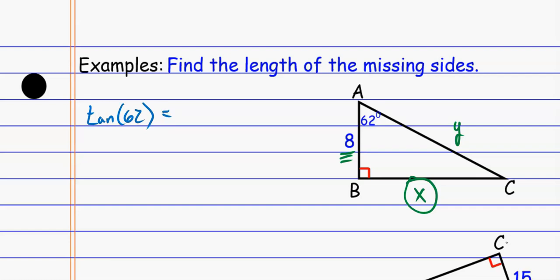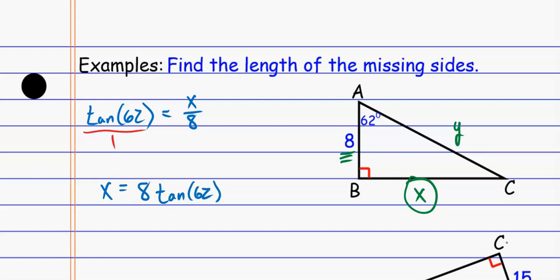So I would say the tangent of that angle measurement, which is 62 degrees, the tangent of 62 should equal opposite over adjacent. That's going to be x over 8. And we just have to make sure we set up that ratio properly, okay? The side opposite to 62 is the x. The adjacent leg is the 8. And now, once again, I could cross multiply here, okay? So I cross multiply, x times 1 is x. Over here, 8 times the tangent of 62.